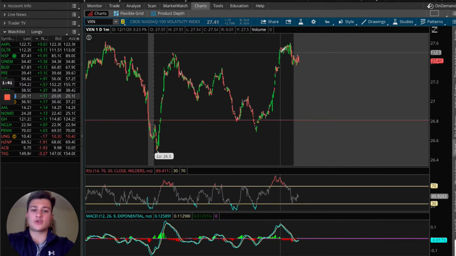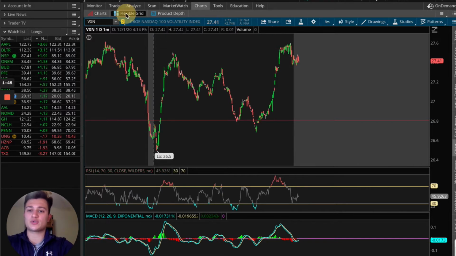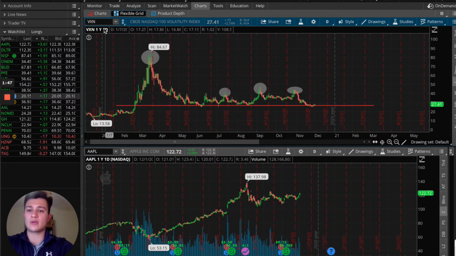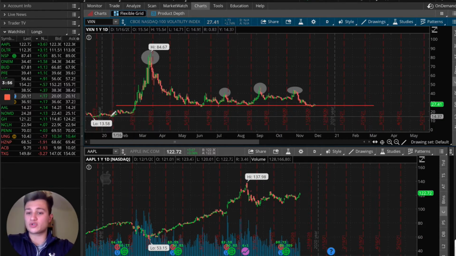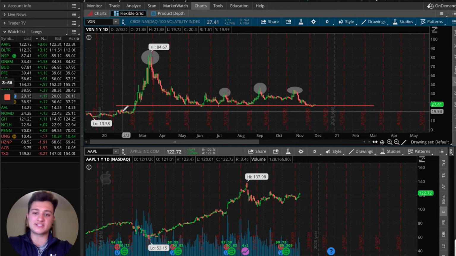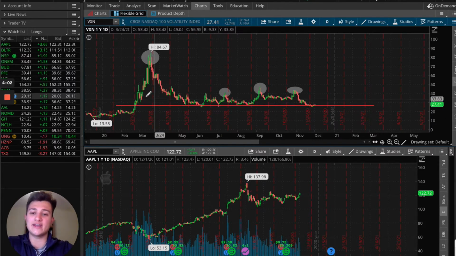To give you guys a better visual and show you how exactly this is connected to a stock like Apple, I'll switch over to this flexible grid here, and then now we have the VIXN on top and Apple stock on the bottom. Historically, I would say a low level of volatility would be below 20, which is what we saw prior to this big sell-off in March. But since the markets have been so volatile since COVID hit, anything really below 30 or so would definitely be considered very bullish or a good investing environment.